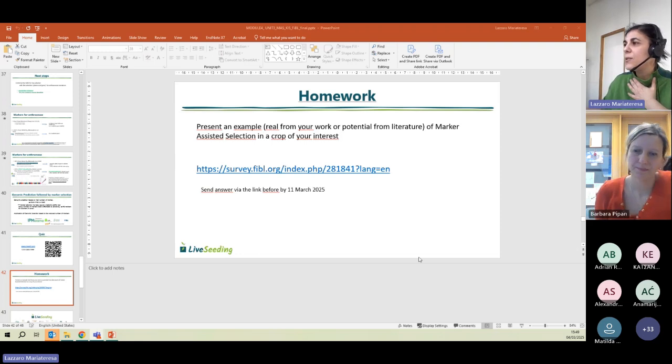I guess that you still see the presentation on the screen. I have a last slide, which is the homework. The activity that we planned with Barbara is to ask you to present an example. As some of you already work with marker-assisted selection, it would be great to get a summary of a real example of how you apply marker-assisted selection in your work. And if you do not, just a potential case from literature, so you can do a literature search for that.